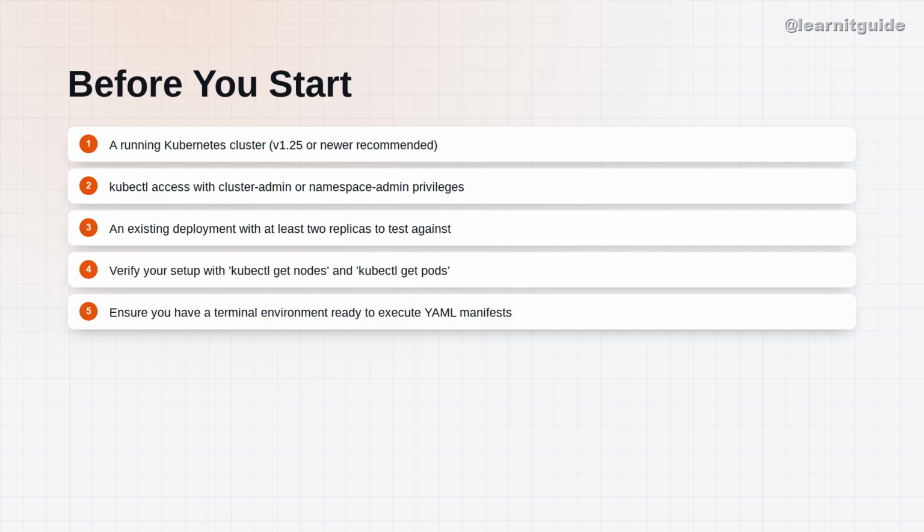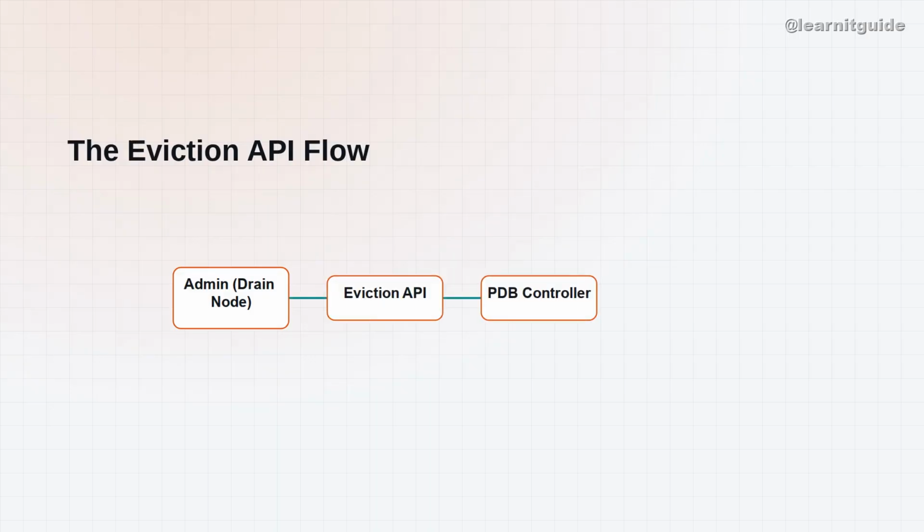How does this work internally? When you trigger a node drain, the process begins at the Eviction API. The API does not just kill the pod, it first checks the PDB controller. The controller evaluates your manifest constraints against the current state of your replica set. If the eviction would violate your budget, the controller rejects the request, effectively blocking the drain until other pods are ready to take the load.